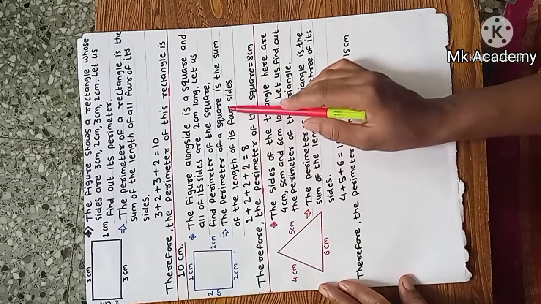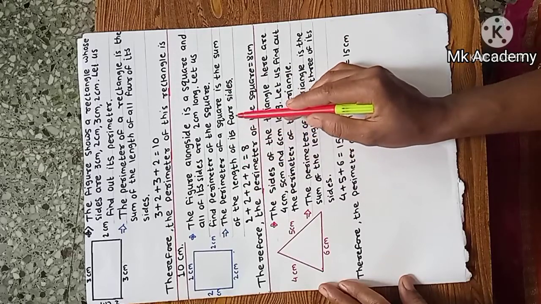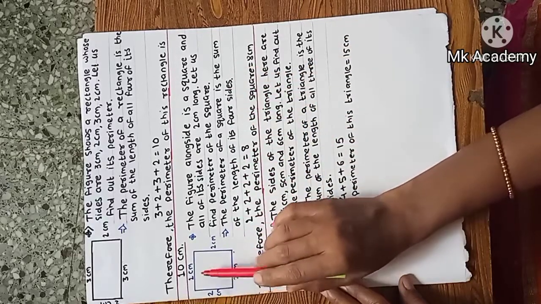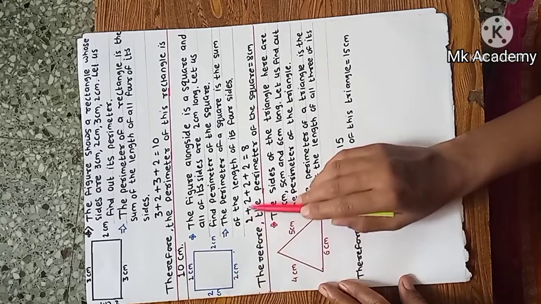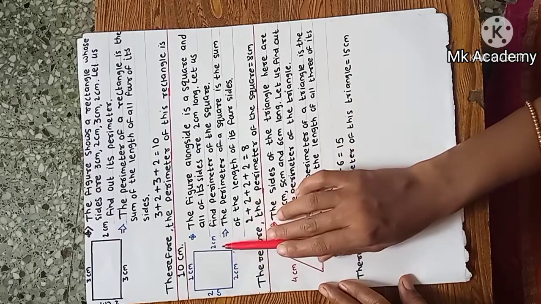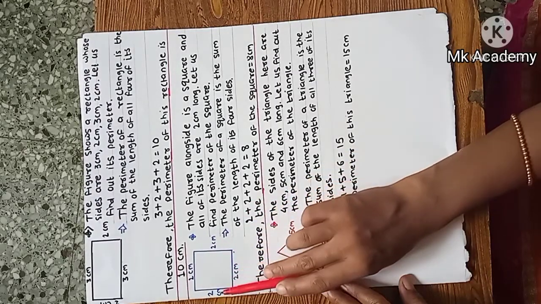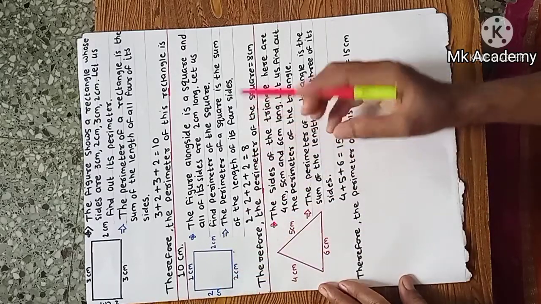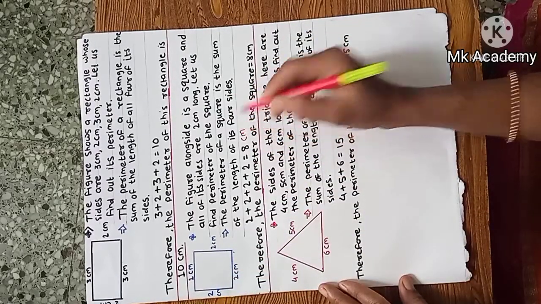The perimeter of a square is the sum of the length of its 4 sides. The length of a side is 2 centimeter. Here 2 centimeter plus 2 centimeter plus 2 centimeter plus 2 centimeter is equal to 8 centimeter.